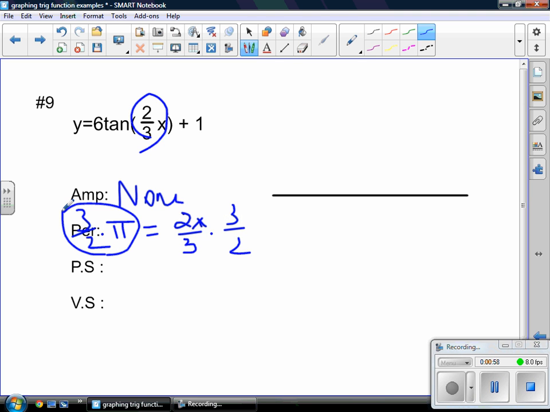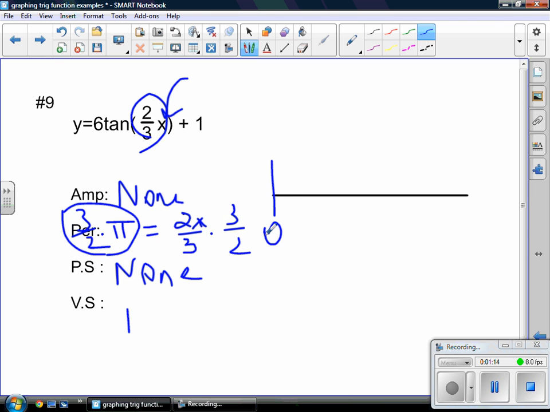Okay, phase shift would be if there was anything else here after the x or after the theta. There's none. Vertical shift is a positive 1. Alright, so here we're going to go. There's no phase shift, so I'm going to start labeling at 0.